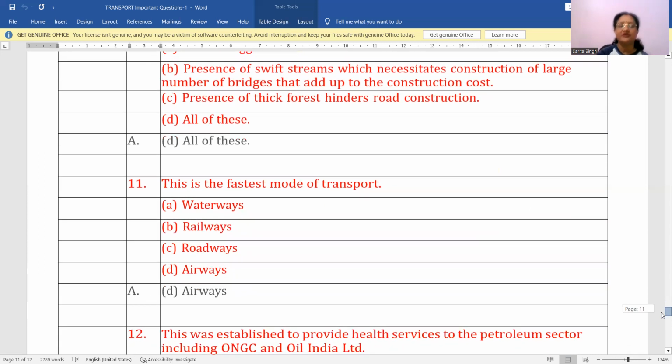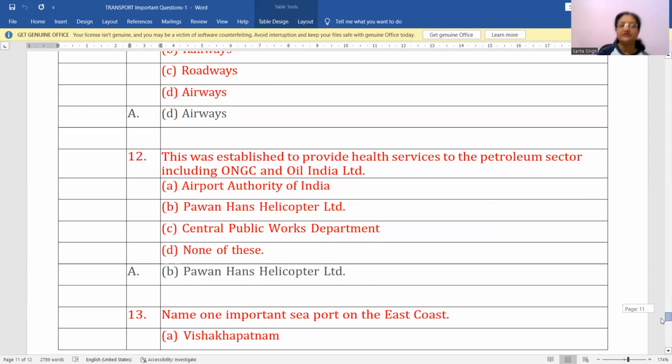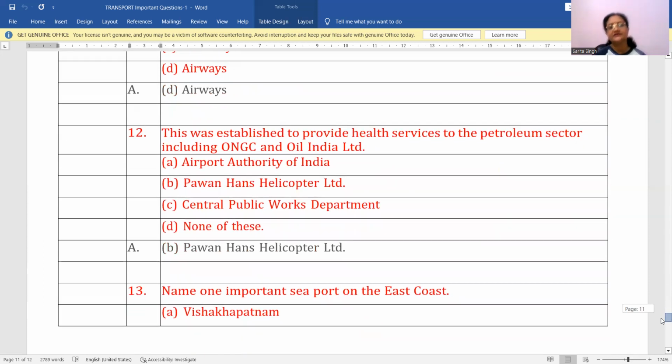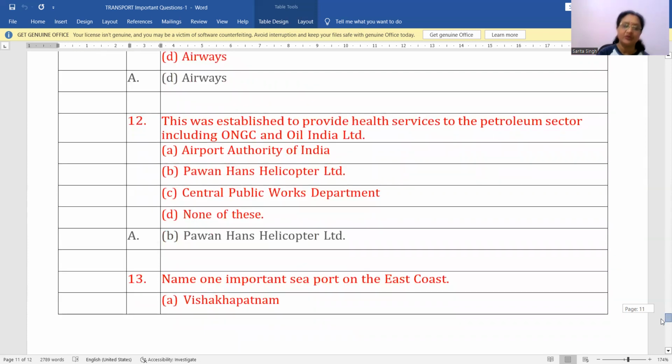This is the fastest mode of transport, nothing else but airways. Okay, then this was established to provide helicopter services to the petroleum sector, including ONGC and Oil India Limited. Which airways transport was provided? Tell me, what will be the answer? Pawan Hans Helicopters Limited. Okay, PHHL in short it is called.